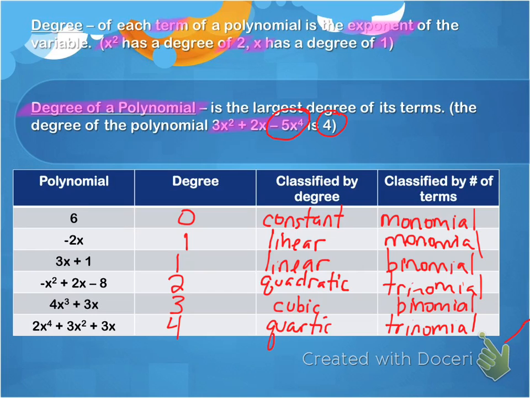So we're going to need to know that and memorize that for our test. Some of the things kind of make sense. Number of terms, mono means 1, bi means 2, tri means 3, and then nomial means terms, and so on and so forth.